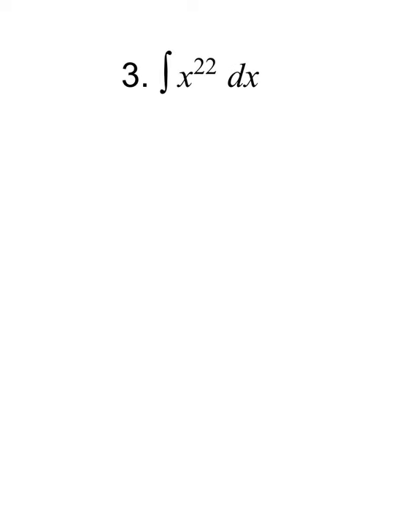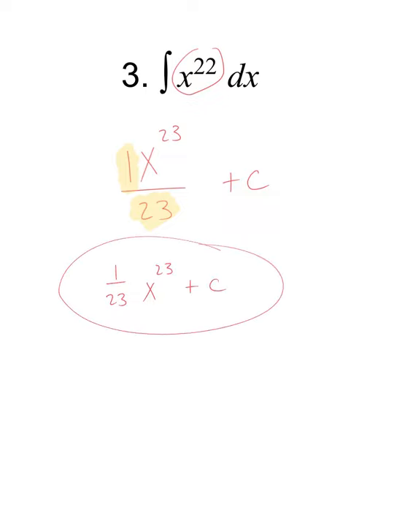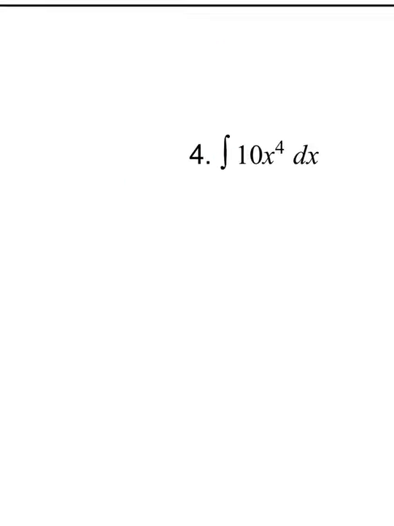Let's go to number 3. All right, we use the power rule on x to the 22nd. So we add 1 to the exponent, x to the 23rd, and we put the same number on the bottom, plus c. That's the same as a 1 out front, and you must rewrite it, simplify it, and get that coefficient out front. So 1/23rd, x to the 23rd plus c. Let's go to number 4.